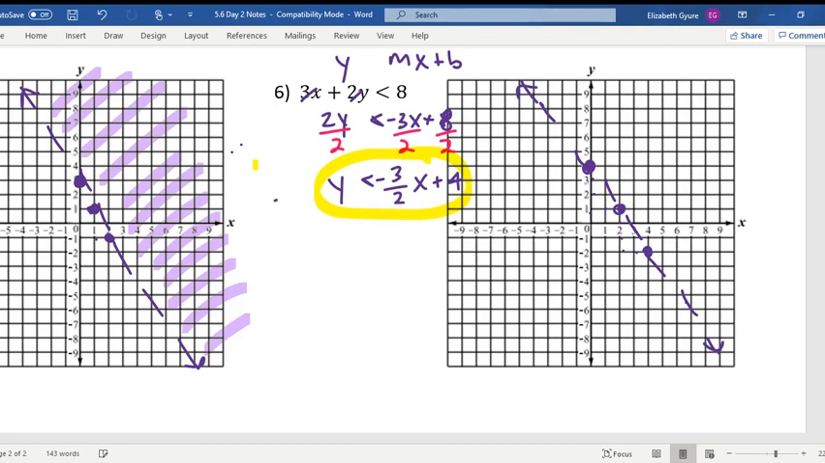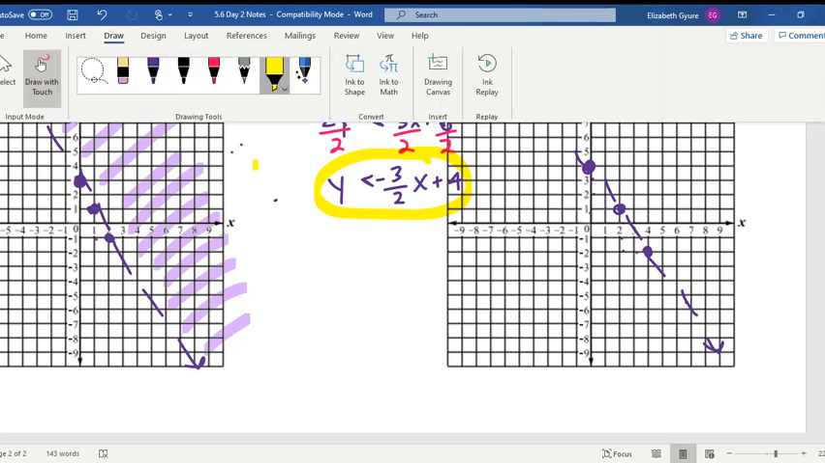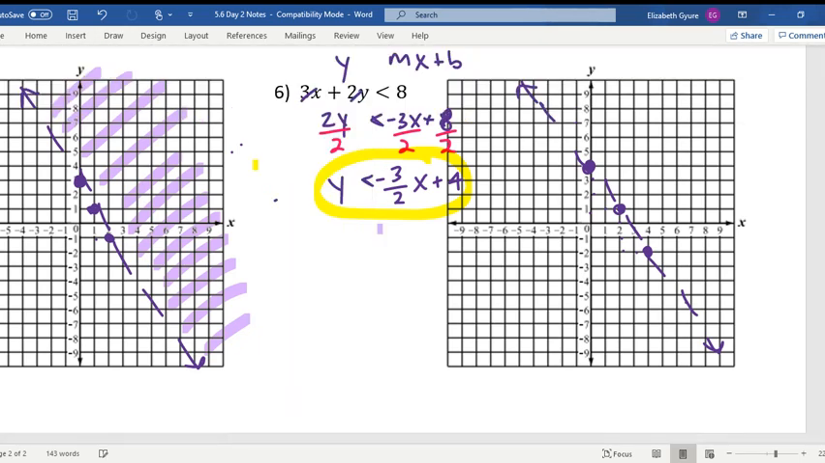And now we need to decide where to shade. So again, this is a less than. So if it's less than, Hayden, if it's a less than, do you think I should shade above or below? Below, very good. So I'm going to shade underneath or below my line here.